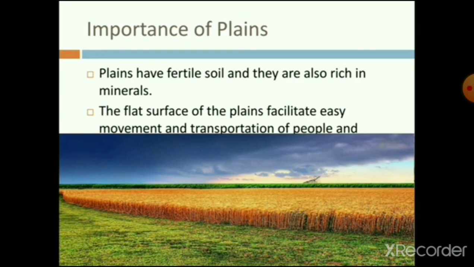The flat surface of the plain facilitates easy movement and transportation of people and goods as well as construction and setting up of industry. It is easier to make roads, railways, bridges, airports and industry centers on the plains than on the other landforms. The river basins and plains are thus the most populous areas all over the world.